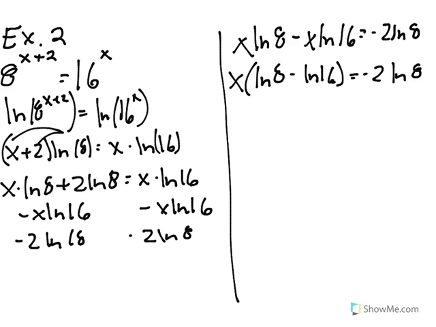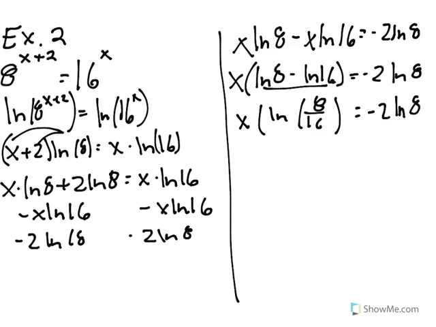Using properties of logs, we can simplify this inside function right here, so it can be x times natural log of 8 divided by 16. So now we just have one natural log, which makes it a lot easier to handle. So now I set that equal to negative 2 natural log of 8, excuse me. So now to get x alone, we're going to divide by natural log of 8 over 16.